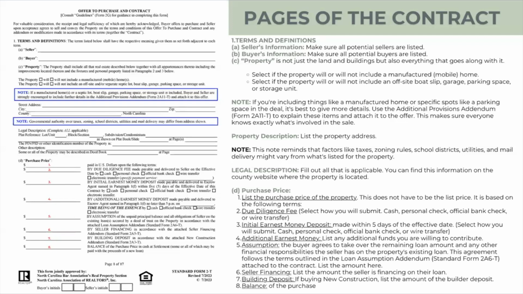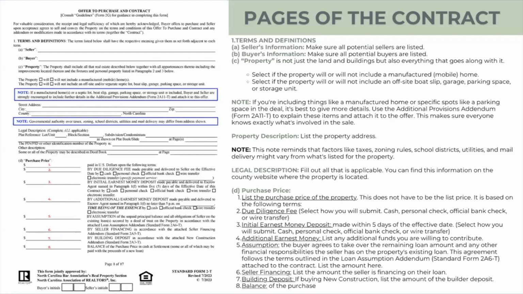Now, the property description, you are going to list just the property address here. There's a note reminding you that factors like taxes, zoning rules, school districts, utilities, and mail delivery might vary from what's listed for the property. Now, for the legal description, you'll fill out everything applicable, and you can find this information on the county website where the property is located.